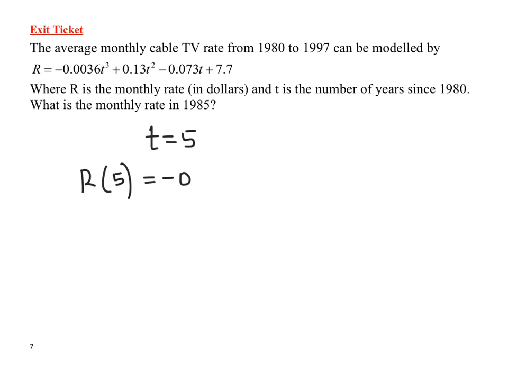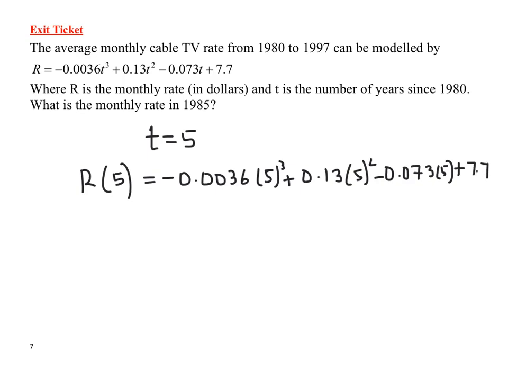So negative 0.003 times 5 cubed plus 0.135 times 5 squared minus 0.73 times 5 plus 7.7, and when you do all that you get 10.14, and this is in dollars. So that's the final answer.